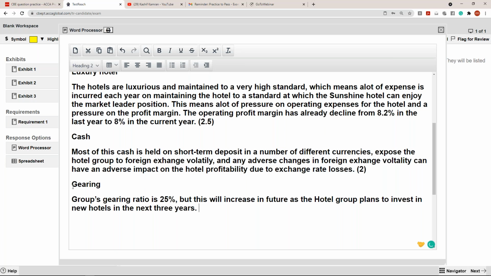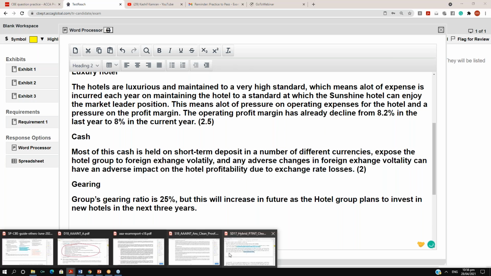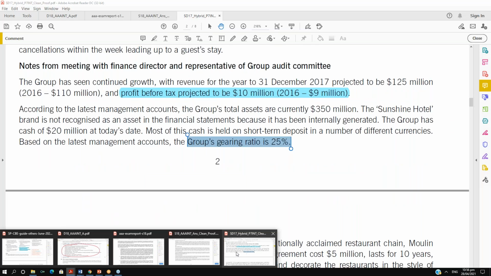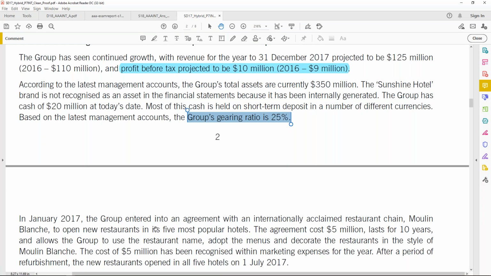Right? So the group gearing ratio is 25%, but this will increase in future as the hotel plans to invest in new hotels in the next 3 years. I hope if you've read the case in the break, is the group planning to do further expansions with a capital expenditure of 45 million? And are they planning to take some additional loans? If I can go back to the case study and read the paragraph next. See, it is written over here.